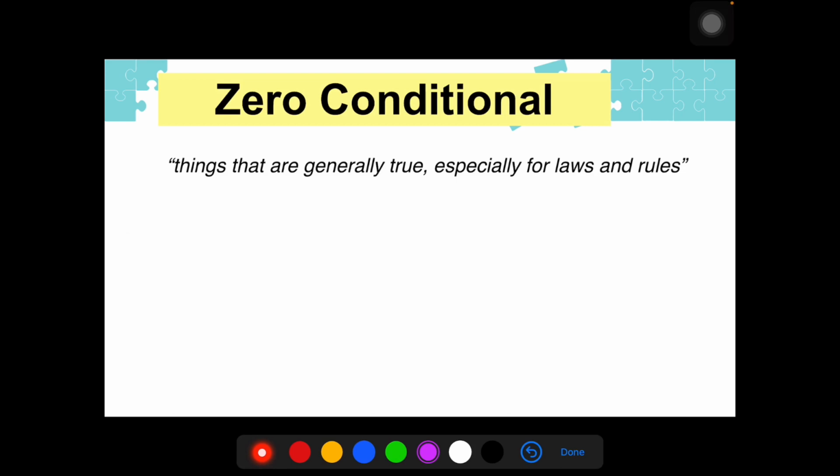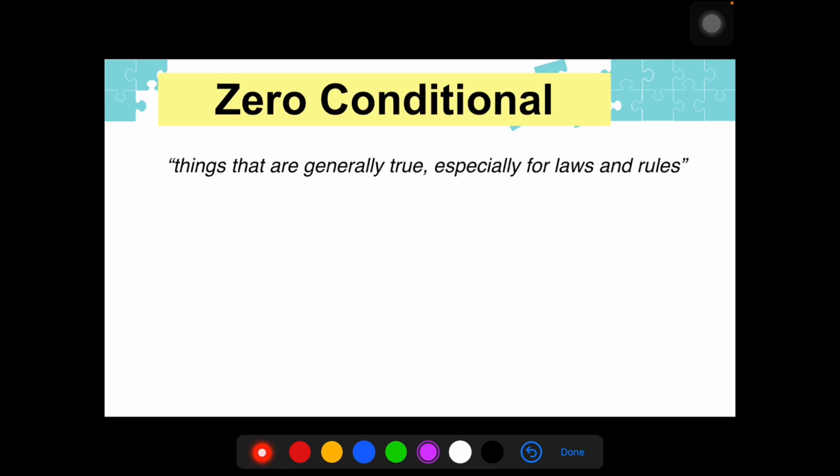Alright, today we are going to look at the zero conditional. Actually, there are three main conditionals in English: type 1, type 2, and type 3. But the zero conditional is another type, so that means there are four conditionals. The zero conditional is for things that are generally true, especially laws and rules.